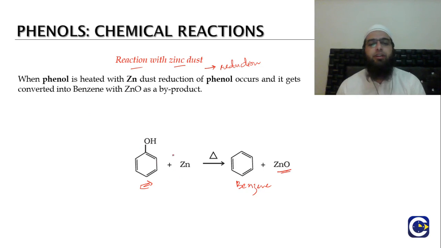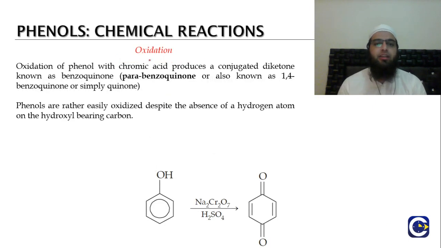So phenols when reacted with zinc dust, this is done at a high temperature, means the mixture is heated, so we get benzene as a product in this reaction. So this is just a simple reduction reaction, or we can say redox reaction it is. Again, we can also do the oxidation reaction. Again, this is redox, because whenever there is oxidation, it's accompanied by the reduction. It's always a redox reaction, reduction and oxidation reaction.